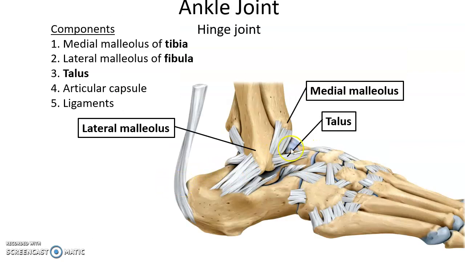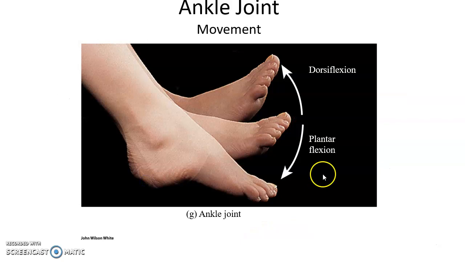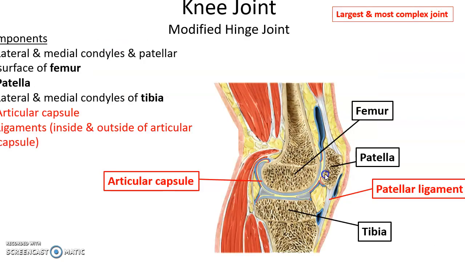Ankle joint. The ankle joint is between the medial malleolus of the tibia and the most distal surface of the tibia with the talus, and the lateral malleolus of the fibula with the talus. It has, of course, articular capsule, fluid cavity, ligaments, lots of ligaments. It allows for dorsiflexion and plantar flexion.